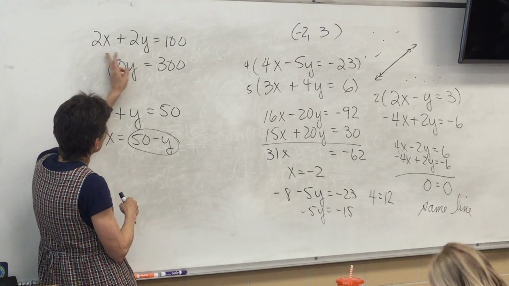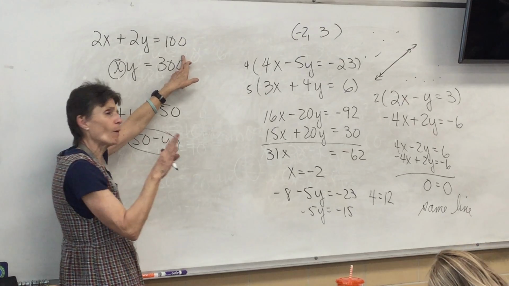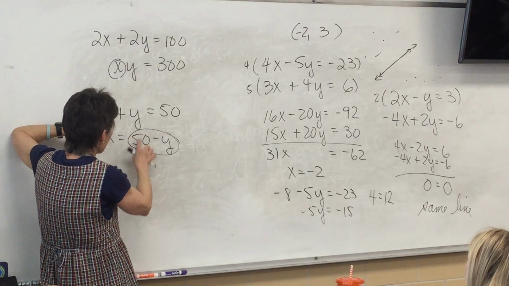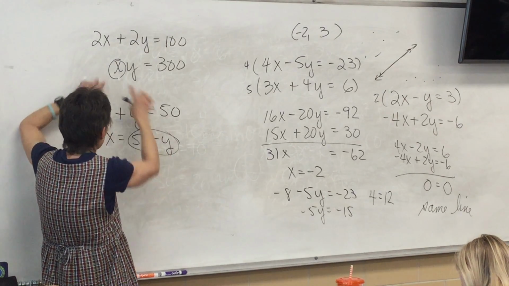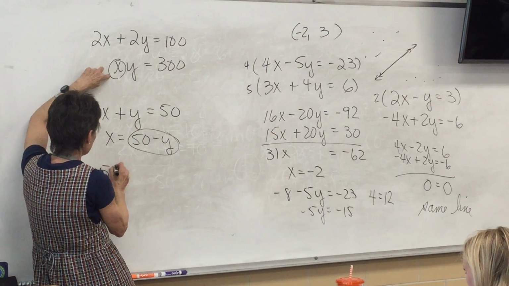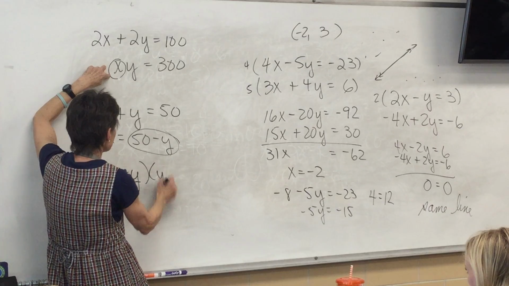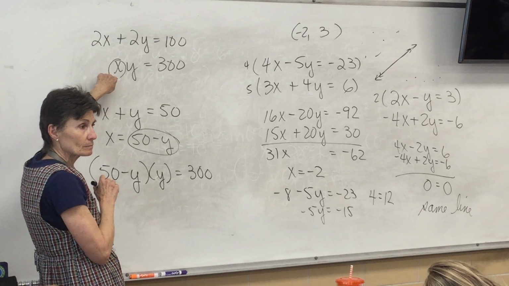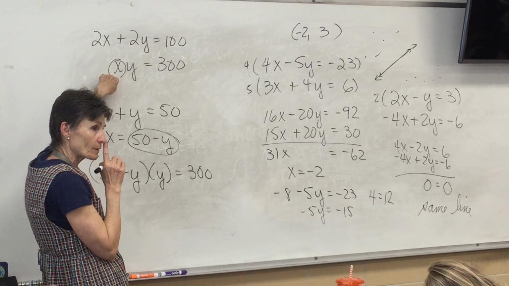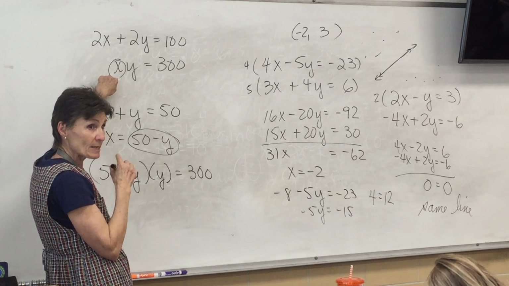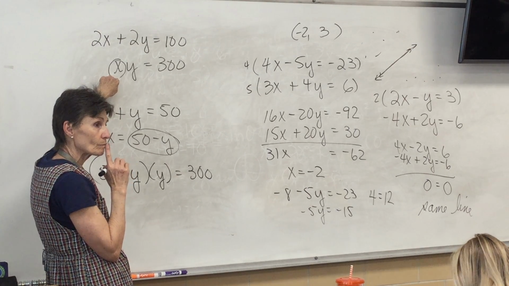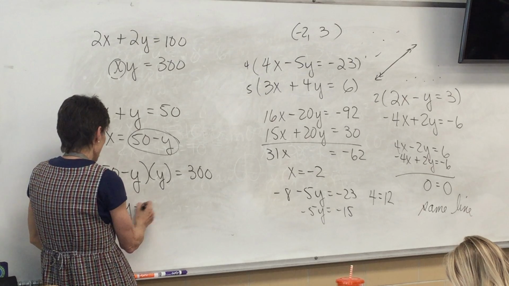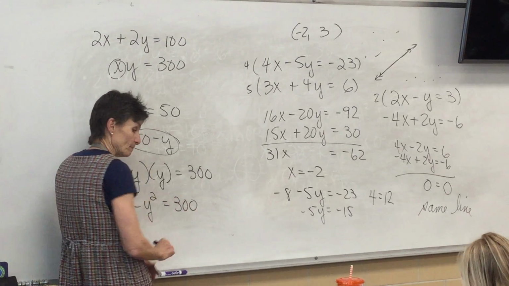So does everybody see what Sir did? He divided that top equation by 2. You don't have to do that, but it's going to keep your numbers smaller. And then we got x by itself in this new equation. And now I'm going to substitute it in. So my equation is going to be 50 minus y times y equals 300. You may have had a different idea, but you understand what he's doing? I think it's fine. Okay, so we've got 50y minus y squared equals 300.